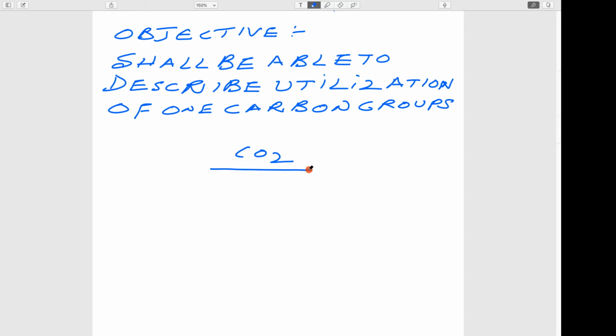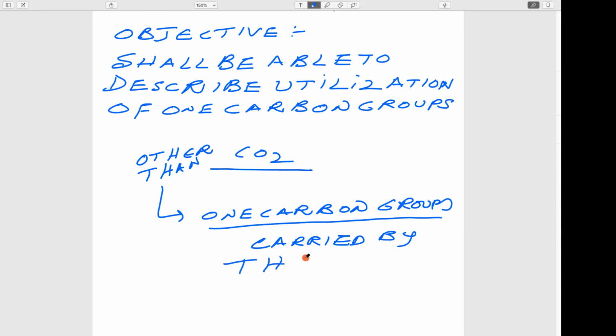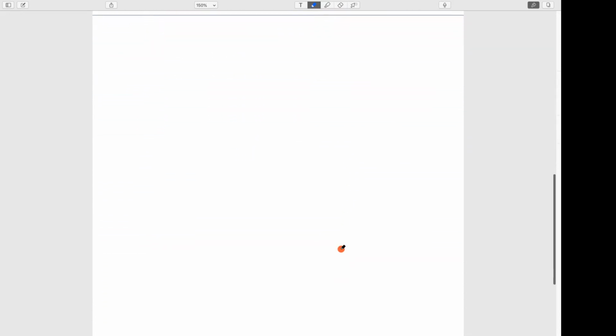So we talked about the CO2 in the earlier session. We said it is not included in the one carbon pool. It is dealt with by biotin. Other than CO2, these one carbon groups are carried by tetrahydrofolic acid, we say THFA. We have also shown how they are interconverted from one form of coenzyme to the other form of the coenzyme.